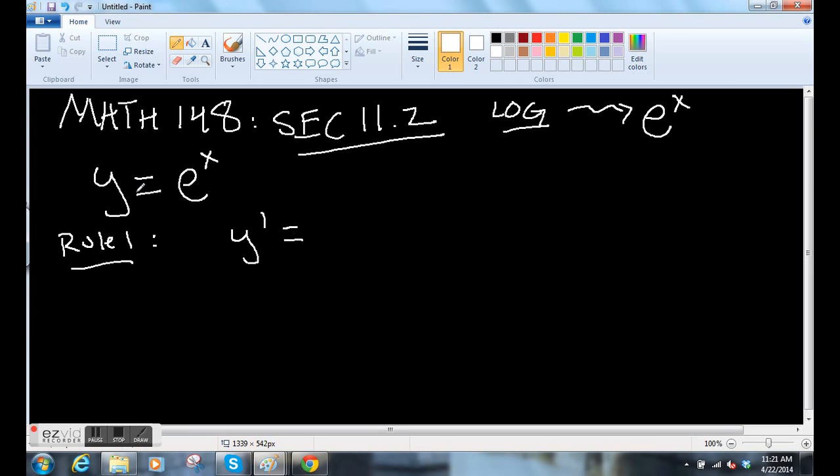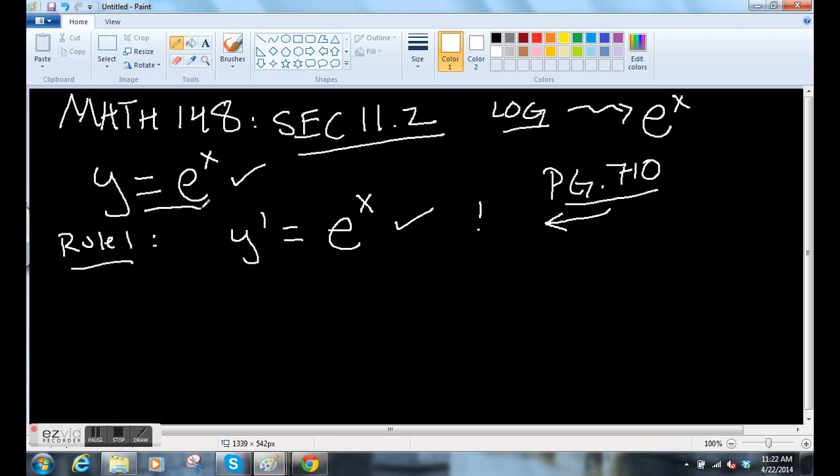If you have a function that looks like y equals e to the x, the derivative of this function is e to the x. What? It's the same thing. That's pretty awesome, right? Why is this true? How can it possibly be the same thing? There's a short derivative explanation on page 710, but I'm not going to require you to derive this derivative formula. Just remember that if your function is y equals e to the x, then the derivative of the function is also e to the x.